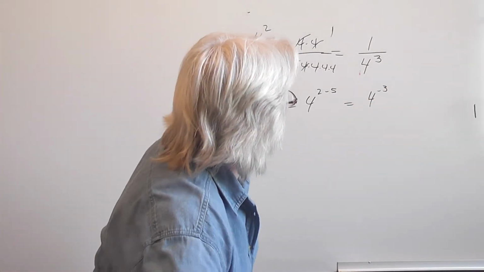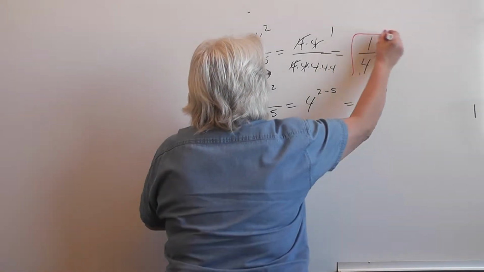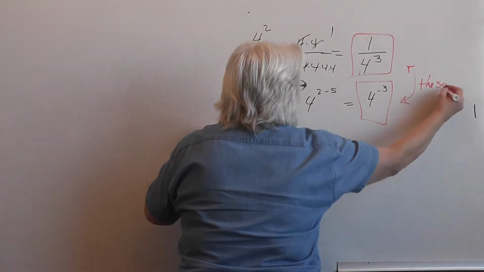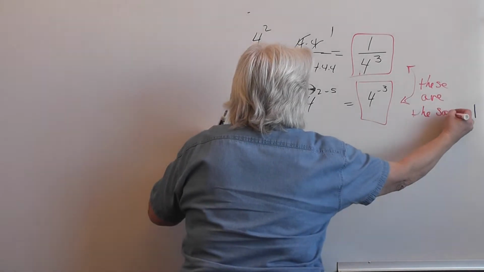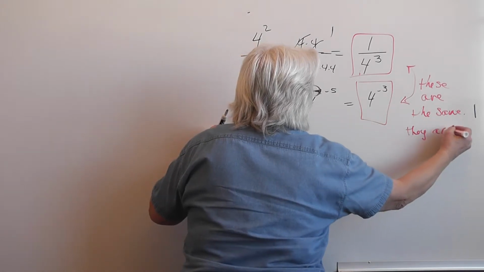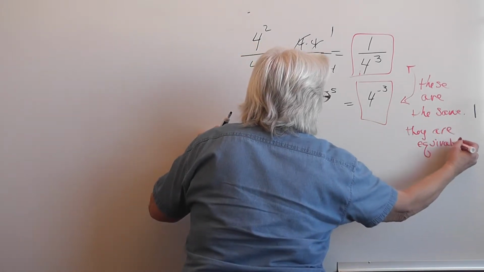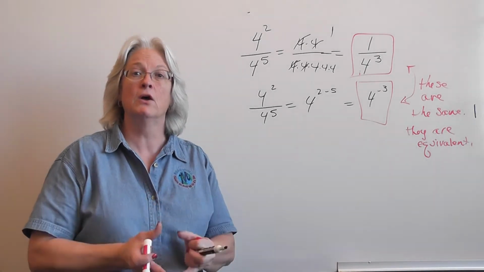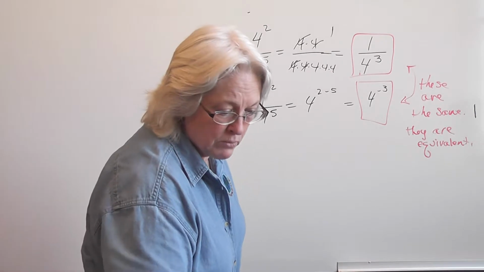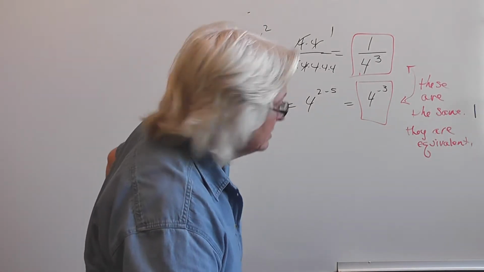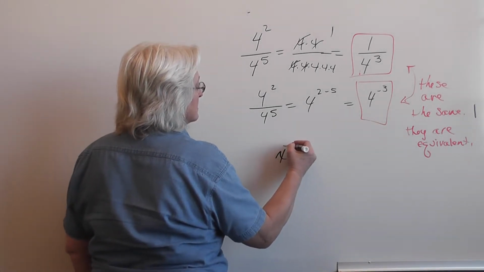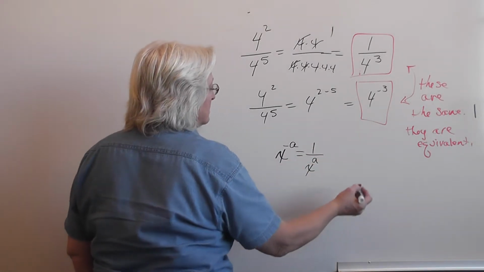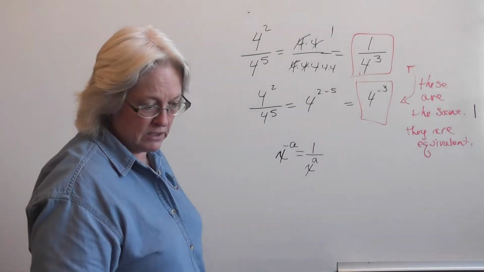Remember I said that it indicates that these two things mean exactly the same thing. So how about if I do this and say these are the same. They are equivalent. Okay, they have the same value. They mean exactly the same thing. So this is suggesting to us something that is very, very true, and we're going to put this into an algebraic form. X to the minus a is equal to 1 over x to the a. And you also have to say that x is not equal to 0.